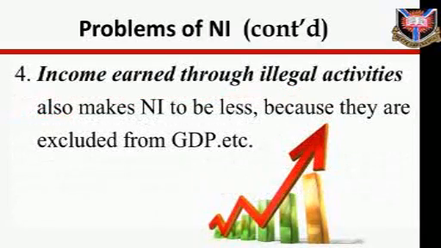Number 4, income earned through illegal activities also makes national income to be less because they are excluded from GDP. Number 5, measuring national income in monetary terms leads to the underestimation of real national income. This is because national income measured in monetary value does not include the labor foregone in the process of production of a commodity. For instance, if two individuals earn the same amount as income, but if one of them works for longer hours than the other, it will be right to state that the real income of this individual has been understated.